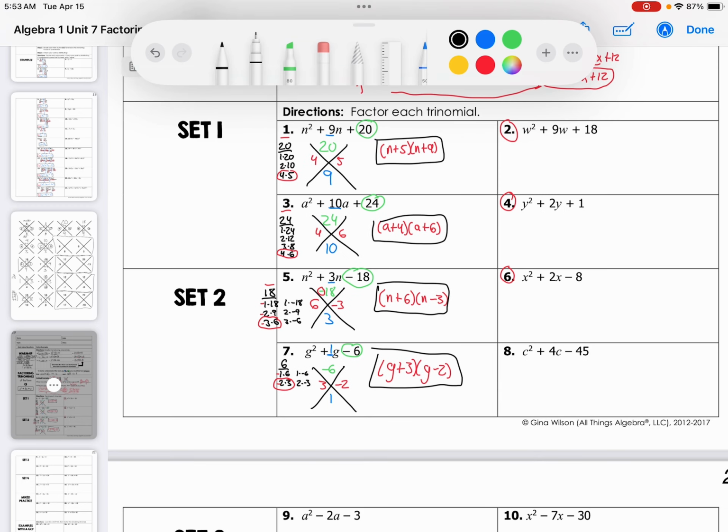Again, don't forget that your assignment and your practice problems are going to be these even ones. So 2, 4, 6, 8. Make sure you are working through these ones on your own time as well. But then I'm going to go ahead and continue on to the backside.